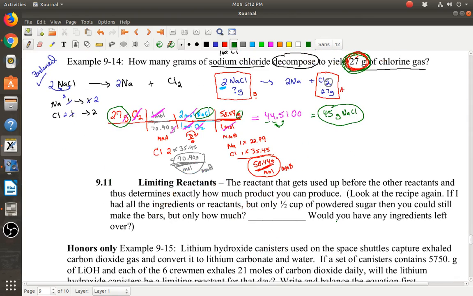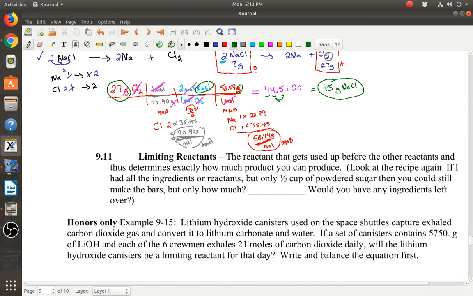Let's move on. Now I'm just going to introduce you to the idea of a limiting reactant. Honors are the only ones who are going to have to do all the math with limiting reactants, but everybody needs to understand the concept. A limiting reactant is the reactant that gets used up before the other reactants and thus determines how much product you can produce. So if we look at our recipe at the beginning, it says if I had all the ingredients or reactants but only 1/2 cup of powdered sugar, you could still make the bars, but how much?